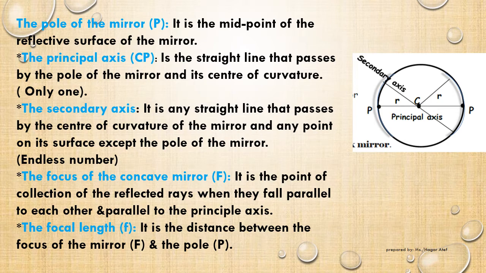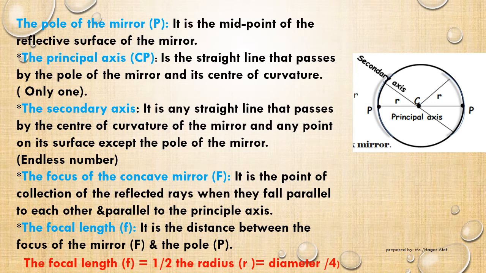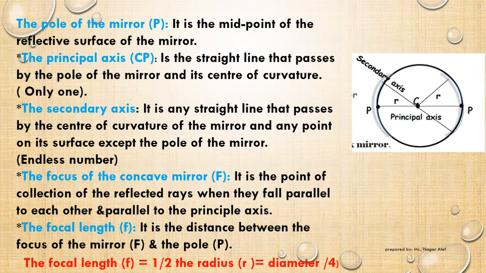The focus of a concave mirror, F, is the point of collection of the reflected rays when they fall parallel to each other and parallel to the principal axis. The focal length F is the distance between the focus of the mirror F and the pole. So, the focal length F equals half the radius, which equals the diameter divided by 4.